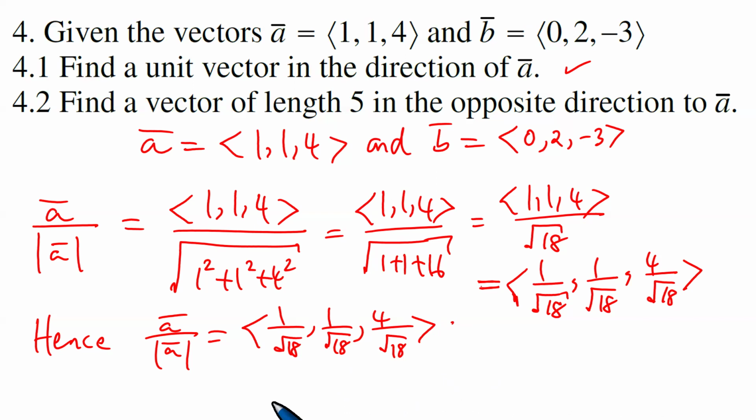Hence, A divided by that is 1 over the square root of 18, 1 over the square root of 18, and then you have 4 over the square root of 18 there as the components. Any question? No question. That's okay, we're practicing.